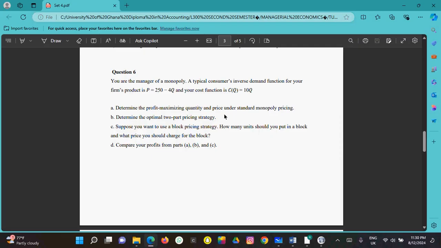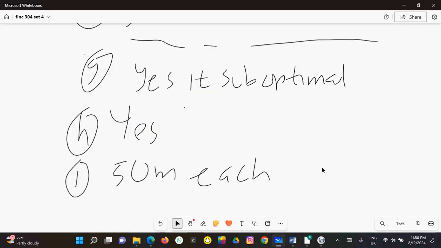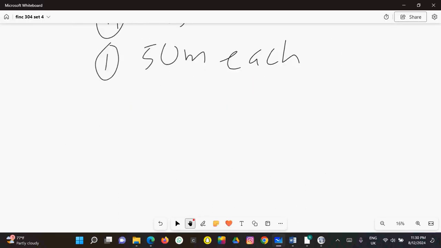A, determine the profit maximizing quantity and price under monopoly pricing. Remember, I told you, like the way the marketing students have 4 P's, here they have 4 P's throughout. They've been doing 4 P's since level 100 up to level 400. Here too, in market structure, it is MC equal to MR throughout.